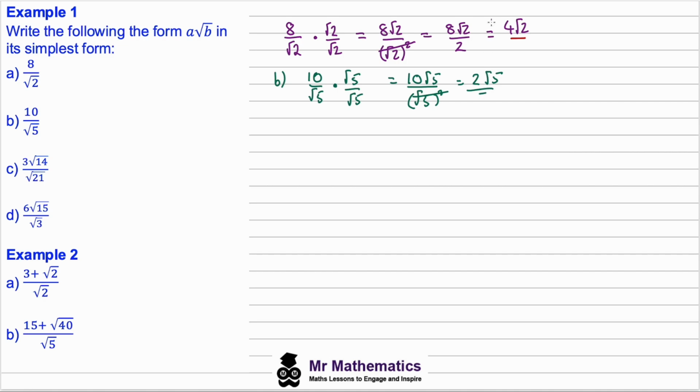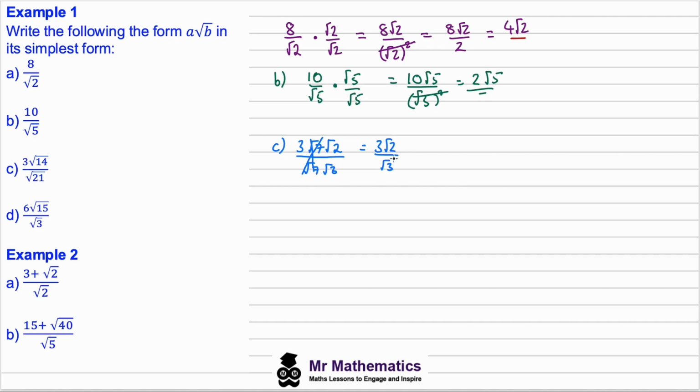Okay? And then for question C, we've got 3 times the square root of 14 over the square root of 21, but the 14 and the 21 will have a common factor of 7. So we can factorize this as 3 times the square root of 7 times the square root of 2, divided by the square root of 7 times the square root of 3. The reason why I did this was because you can see that the square root of 7s will cancel. So we've got 3 root 2 over the square root of 3.